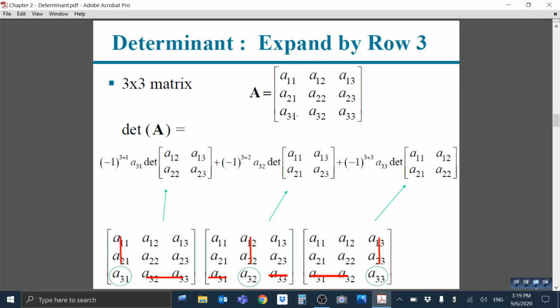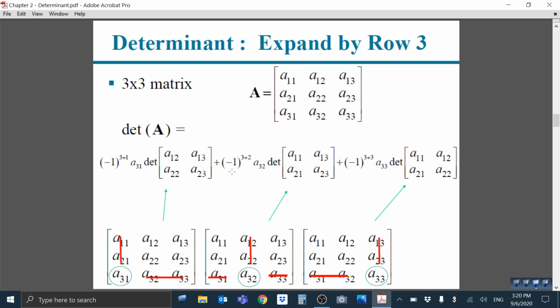So I have row 3 here, and I have my entry A31. So I start with negative 1 to the power 3 plus 1 times A31 times the determinant of a smaller matrix. How do I get a smaller matrix? Well, I eliminate row 3, column 1, and I get a smaller matrix here. So I need to compute the determinant of that. So that's the first part.